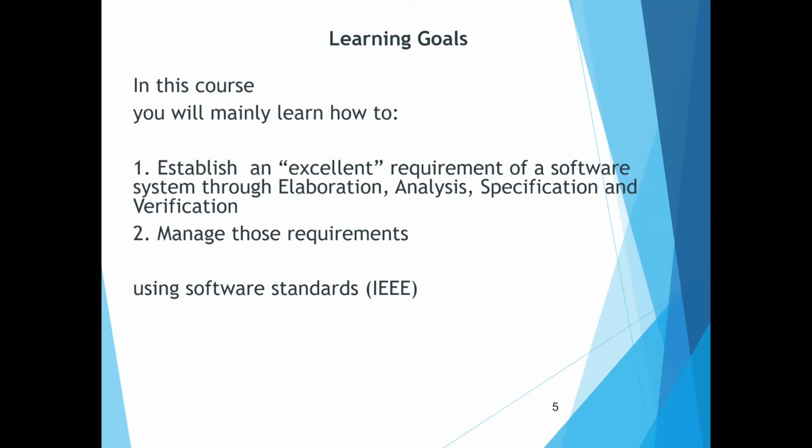Okay. So let's talk about the learning goals of this course. Initially, establishing excellent requirements. How do we generate, establish, and construct excellent requirements for a software system? We're going to talk about elaboration, analysis, specification, and verification. Those are things we actually call requirements engineering. In software engineering, we call it requirements engineering. These are certain steps you have to go through to get the product, right? That's the engineering process.